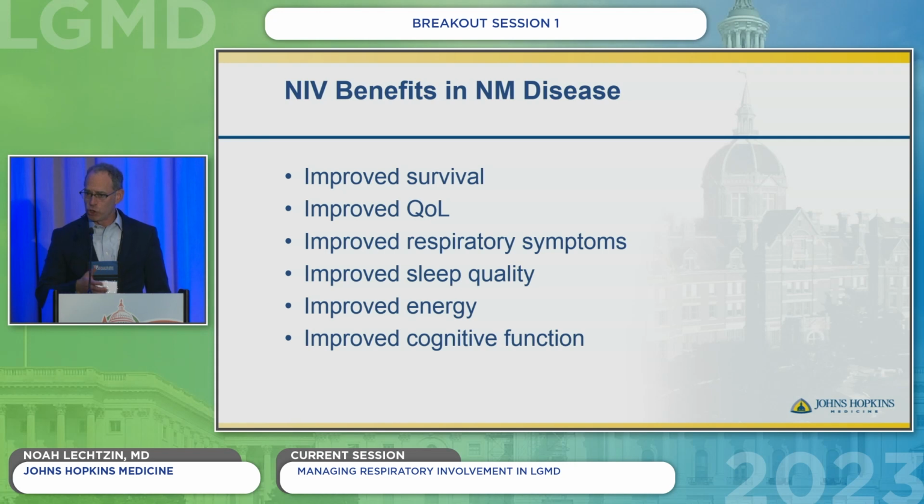Non-invasive ventilation has been shown to have a number of benefits across a lot of different neuromuscular diseases. It's been repeatedly shown to improve survival, so people live longer if they use it. They feel better and have better quality of life. They have fewer respiratory symptoms. They sleep better and have more energy. And it's even been shown that in some people they have better cognitive function.